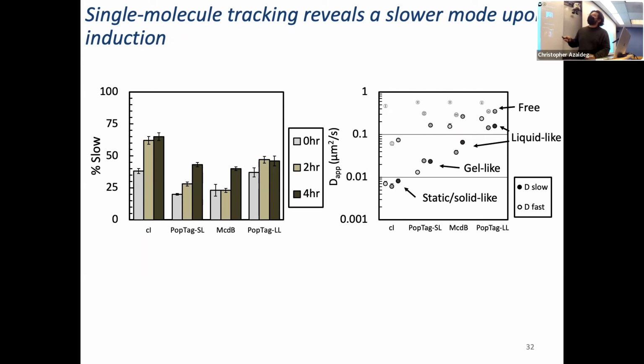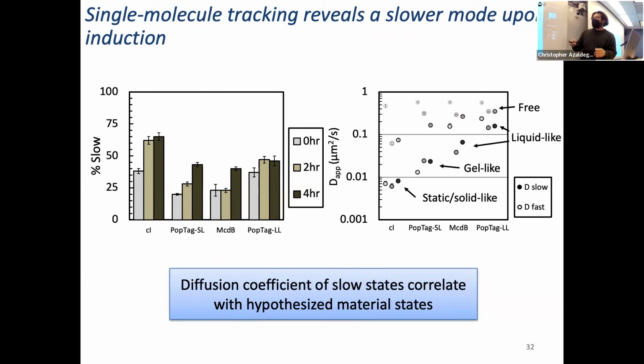So for the C1 protein, you get a diffusion constant that is around our limit of resolution, suggesting that it might be just a static moving molecule, which makes sense if it's an irreversible solid aggregate. For the short linker pub tag, you get something that's slightly faster than that, so quite slow moving, but not super dynamic, which is consistent with our other results. And then finally, for mCDB, you get a much faster state here that is still below what we would consider a freely diffusing molecule in the cell. So we hypothesized that this is liquid-like behavior. So these diffusion coefficients of the slow states correlate well with the hypothesized material states of all these different proteins inside of the cell.